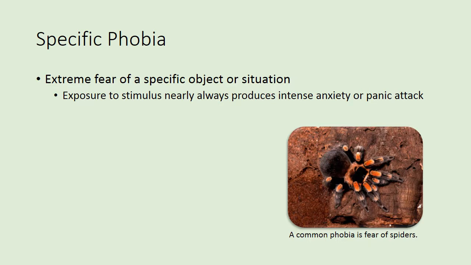A specific phobia is extreme fear of a specific object or situation. Exposure to the stimulus nearly always produces intense anxiety or a panic attack. This object or situation is actively avoided or endured with intense fear or anxiety. The avoidance reinforces the fear, and it is persistent, lasting for 6 months or more.